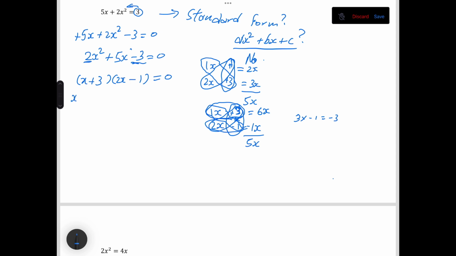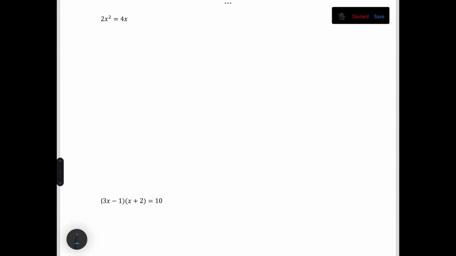So now we remember 0 is on the right hand side. Now we can write the bracket equal to 0. So it will be x plus 3 equal to 0 and 2x minus 1 equal to 0. Therefore x is equal to negative 3, or 2x is equal to positive 1. So you take the 1 over, it becomes a positive 1. And therefore x is equal to a half. And there we go. There's my two answers. Right. Let's go on to the next one.